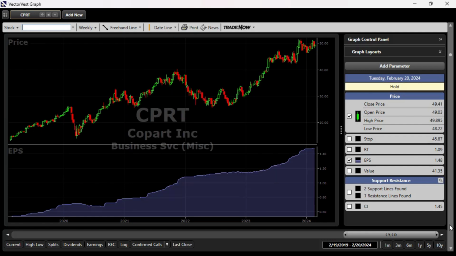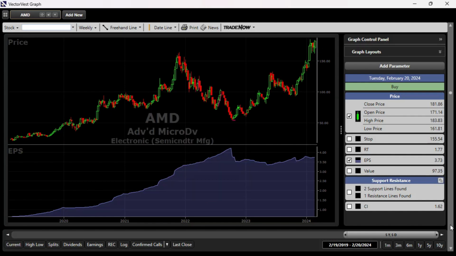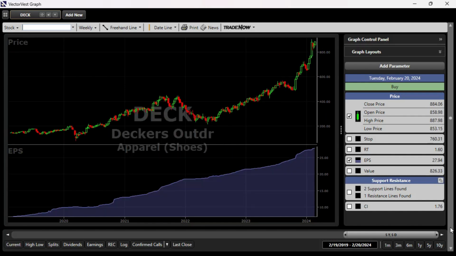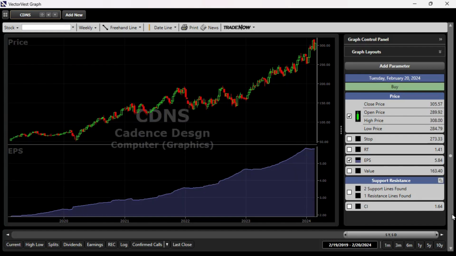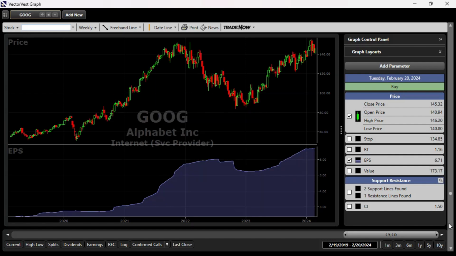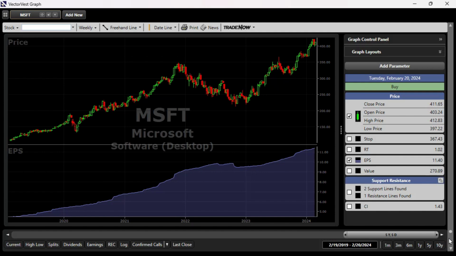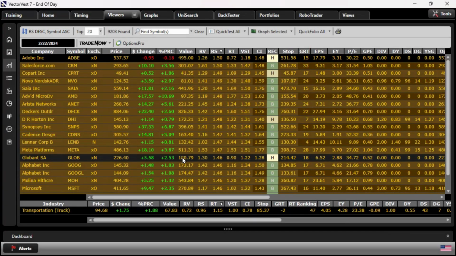And so again, as we cherry pick through the list, some will be better than others. But overall, fantastic candidates with persistent earnings performance, which is the hallmark of persistently trending price. So those are some of the safest stocks in our database.